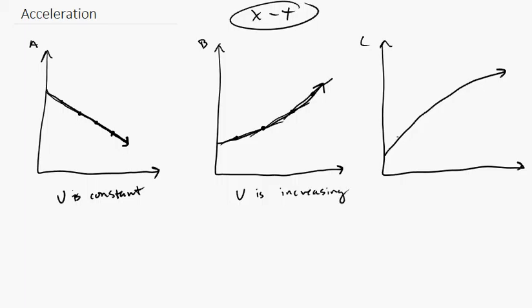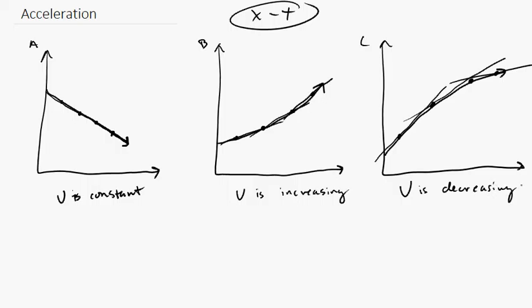And now this object, the last one, is still going forward, but if you connect the lines here, these slopes are getting smaller and smaller. So it is going forward, but it's going forward slower and slower and slower, meaning that the velocity is decreasing.